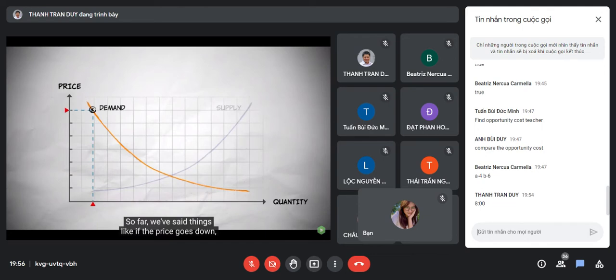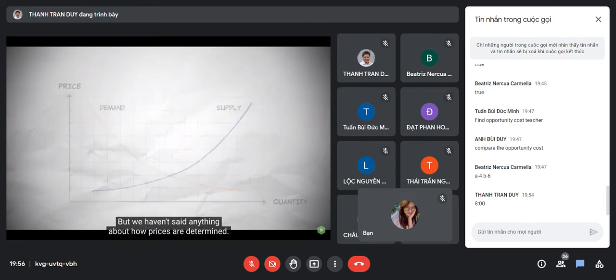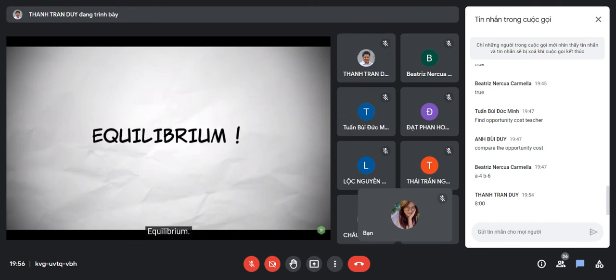So far, we've said things like, if the price goes down, buyers will want to buy more, or if the price rises, suppliers will want to sell more. But we haven't said anything about how prices are determined. That's the subject for the next video, equilibrium.